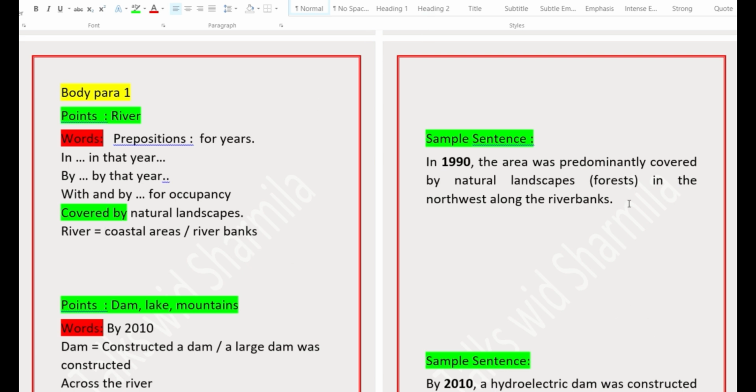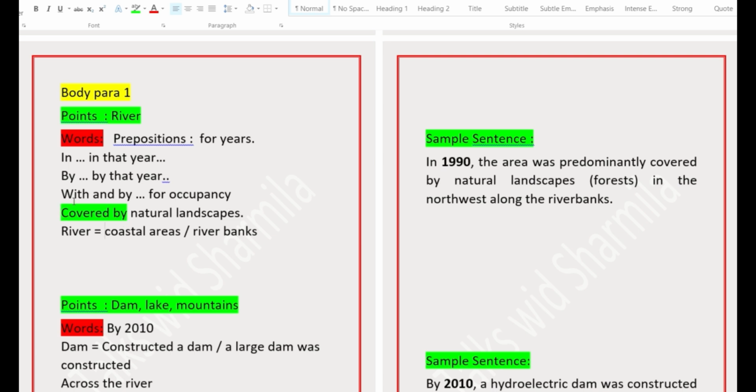So here is our sentence again. In 1990, it is not in the year of 1990. Those are redundancy sentences, so kindly avoid them. So it is directly, In 1990, the area was, past tense, predominantly, that means mainly, covered by natural landscapes. So it is the correct preposition which is by.